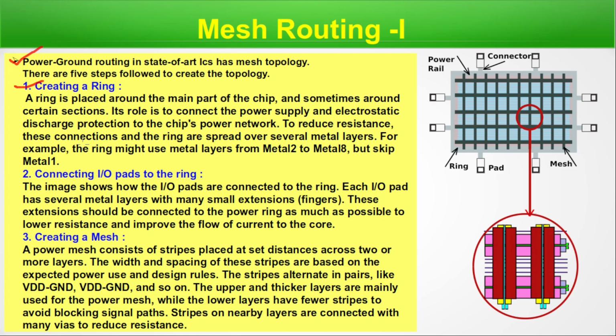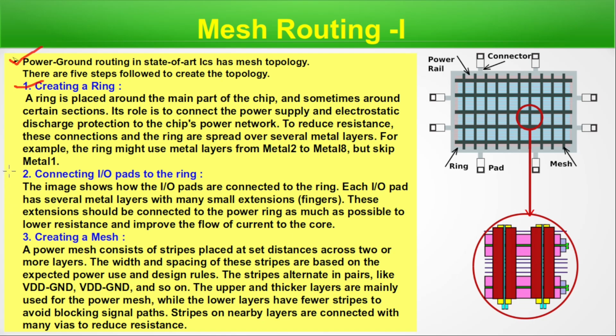To reduce resistance, this connection and ring are spread over several metal layers. For example, the ring might use metal layers from metal 2 to metal 8 but skip metal 1. This is the power rail. This is the ring, pad, base, all connections, and this is the closer view.